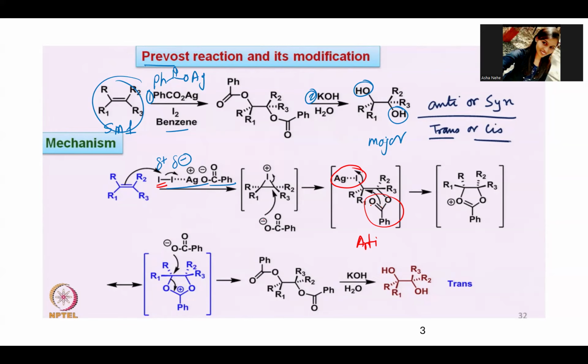this carbonyl group has slight polarization, with the carbon positive and the oxygen negative. So the oxygen negative attacks the center to which the iodine is attached, because iodine is already a good leaving group, right? And again we have added the silver salt. The silver salt plus iodine complex is very labile. So the addition of this carbonyl takes place across this carbon center, and it forms an intermediate.